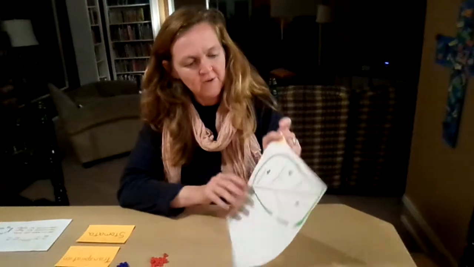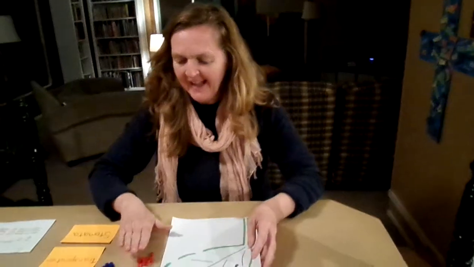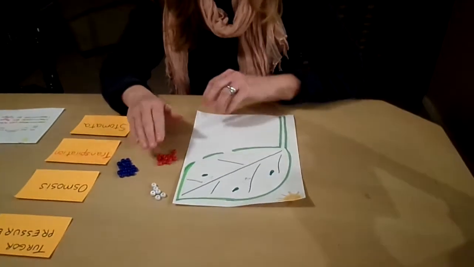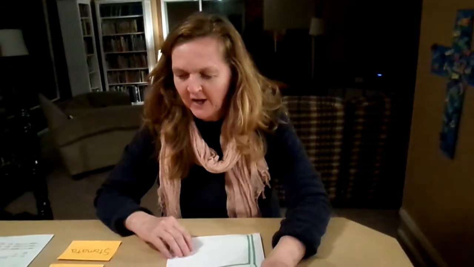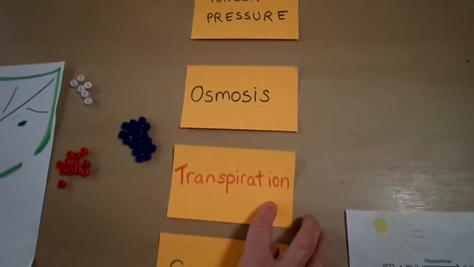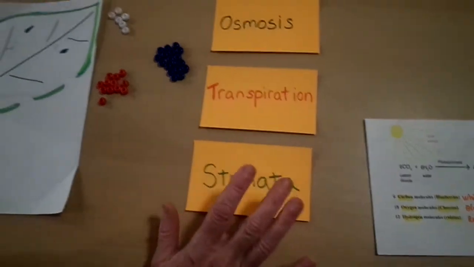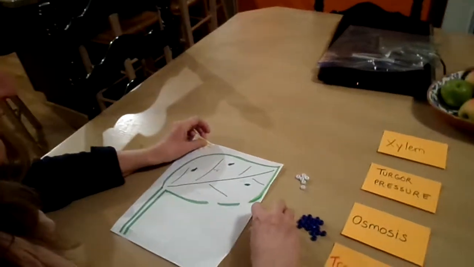So I want you to go and grab your papers that we passed out last week, your papers with your leaves, and get your red, blue, and white beads. And we're going to do this together. So if you don't have this in front of you right now, just pause the video and go and grab those things. All right, so I have some of the words, and we'll have Marie come around so you can read them this way. Some of the words of the things that we were talking about. We have xylem and turgor pressure, osmosis, transpiration, and stomata. So when we go through this, we'll come across those vocabulary words, and I'm going to see if you guys can guess which ones are the right ones.